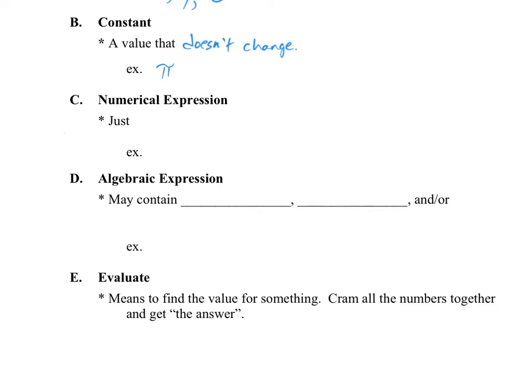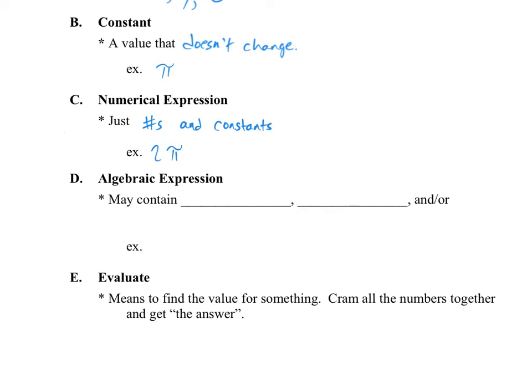Numerical expression, for that, it's really just a combination of numbers and constants. So it's just numbers. I'm going to use that symbol there, the hashtag, for number this year. So numbers and constants. So you could do something like 2 pi. So 2 times pi.